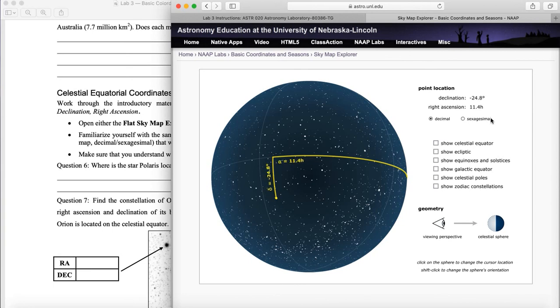In terms of splitting the degrees into minutes, that actually makes a lot of sense, because as we talk about the sky in other labs, we do tend to talk about arc minutes and arc seconds more than decimal fractions of degrees. So this is probably the better system to get used to, but also there are questions within the lab that make you think about both.